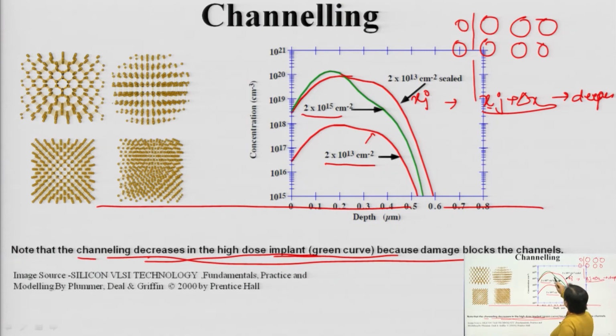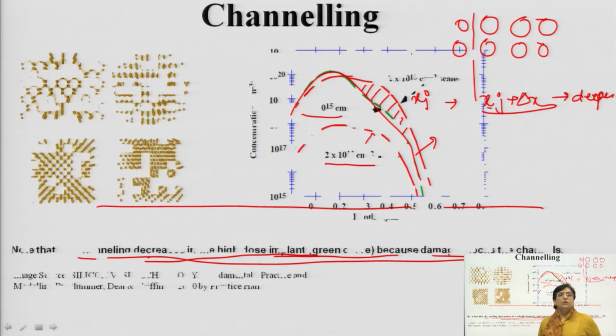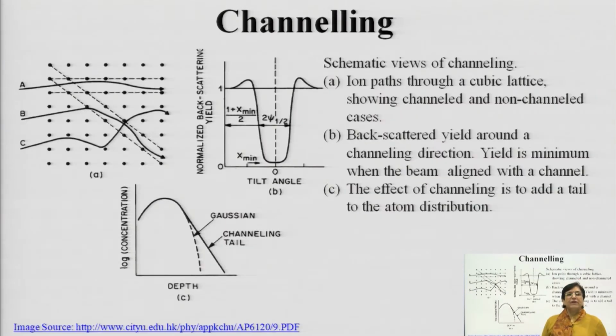This is the green curve. Because there are so many atoms striking, the dosage is so high that there is no path for the channeling, and therefore your profile is totally altered from the desired direction. It has decreased the high dose implant, it has not gone deeper, it has changed. This is the alteration we have seen, and this is the effect.